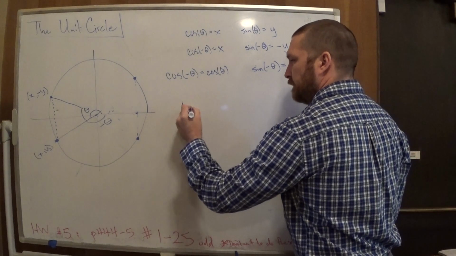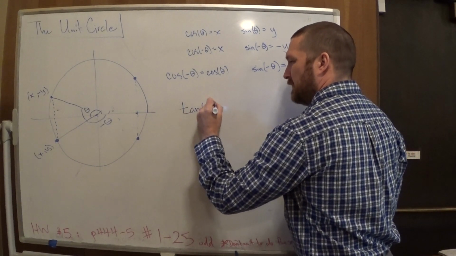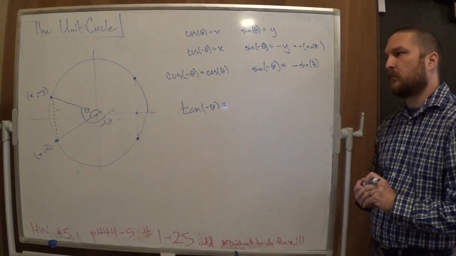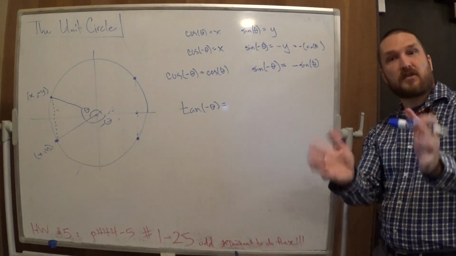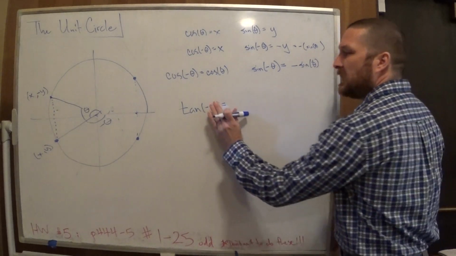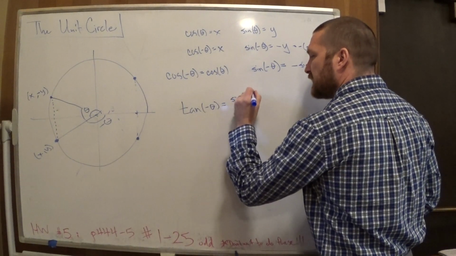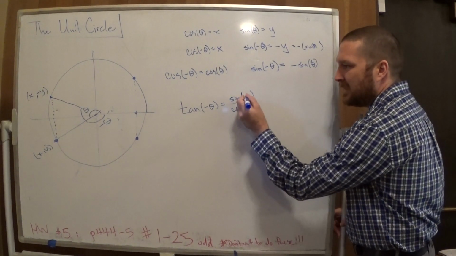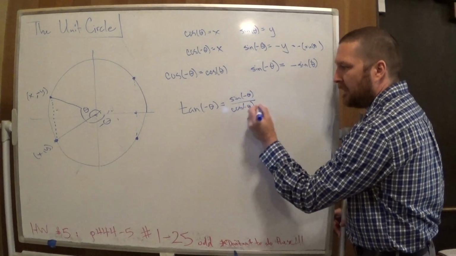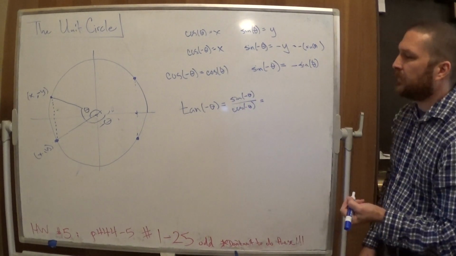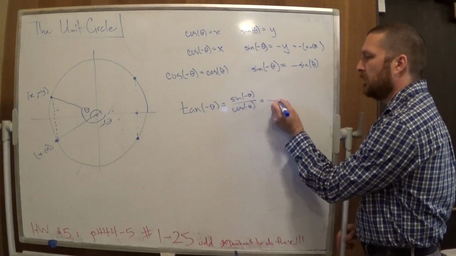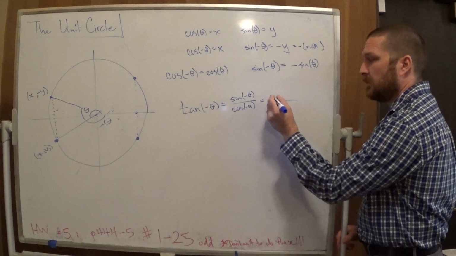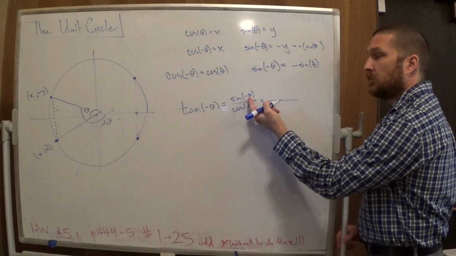What about tangent? In other words, what's tan of negative theta? Well, let's start there. We know that tangent of stuff is just sine of stuff over cosine of stuff. And if that stuff happens to be a negative theta, then what do we have up on the board? How could I flip those around? Sine of negative theta equals negative y, or negative sine of theta.